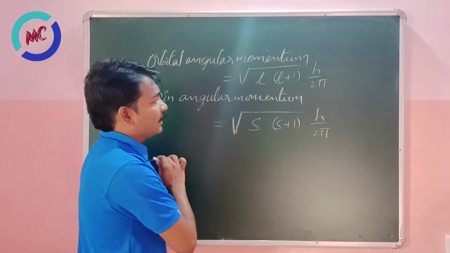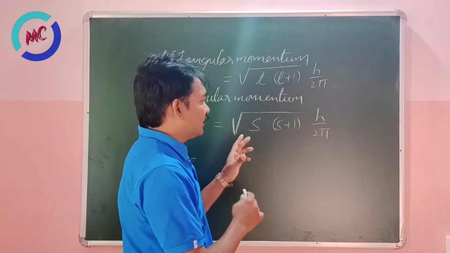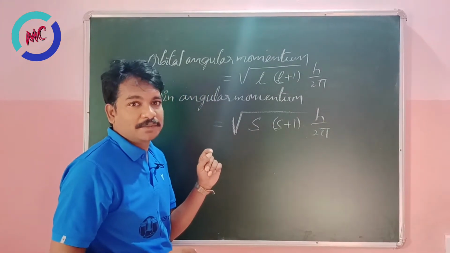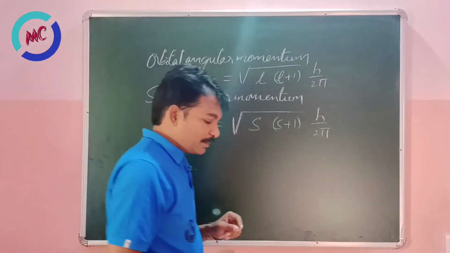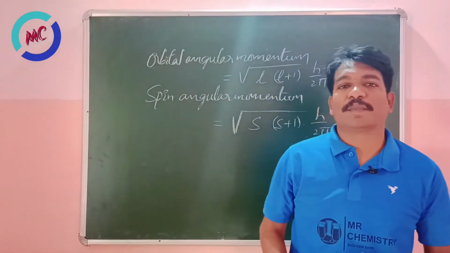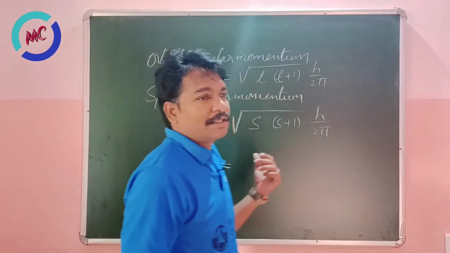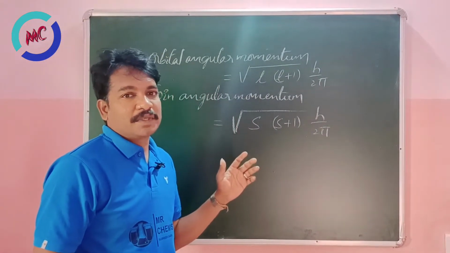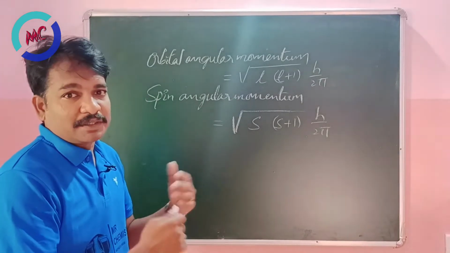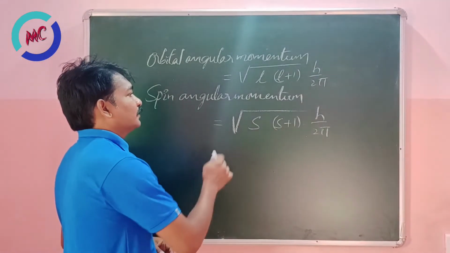Here in case of spin angular momentum, the formula is the same, but instead of L we have S value. Here S is nothing but spin quantum number. The value of spin quantum number may be plus half or minus half. And to calculate spin angular momentum, we will take the positive value, plus a half.